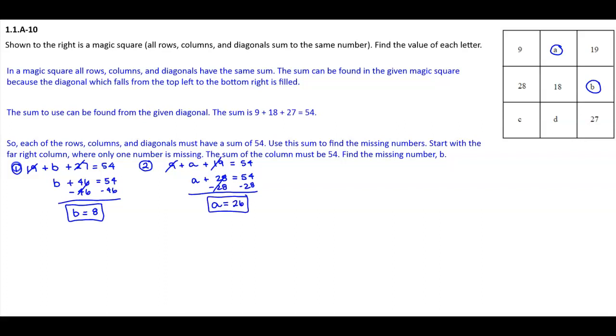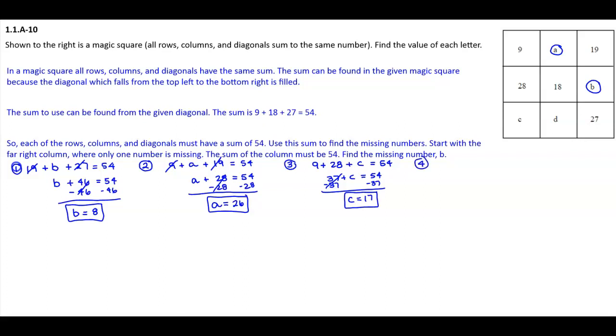Okay. And now let's take a look at either the diagonal or the row, or the column, to find the letter C. So to find the letter C, we can say 9 plus 28 plus C, which is equal to 54. So 9 plus 28 gives us 37. And now let's subtract 37 from both sides. So 54 minus 37 is going to give us 17.